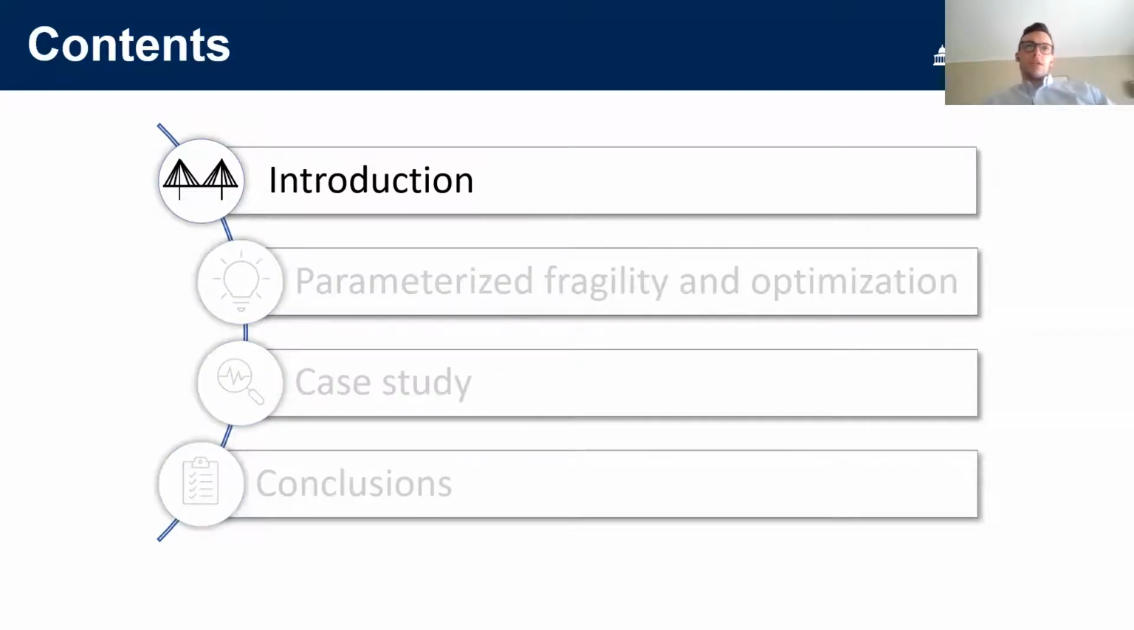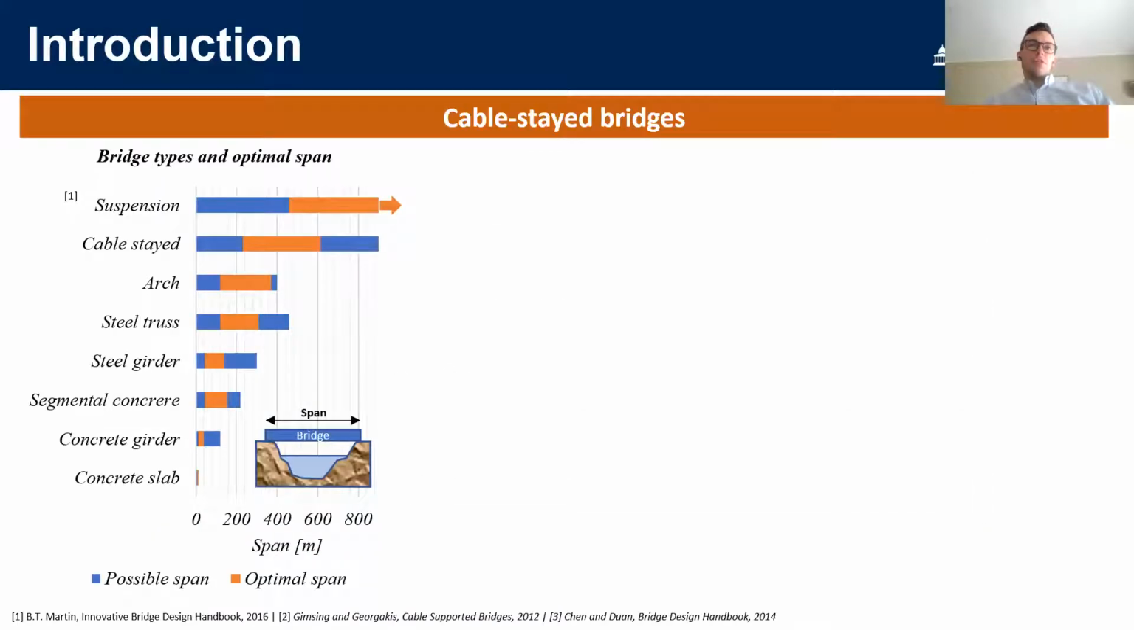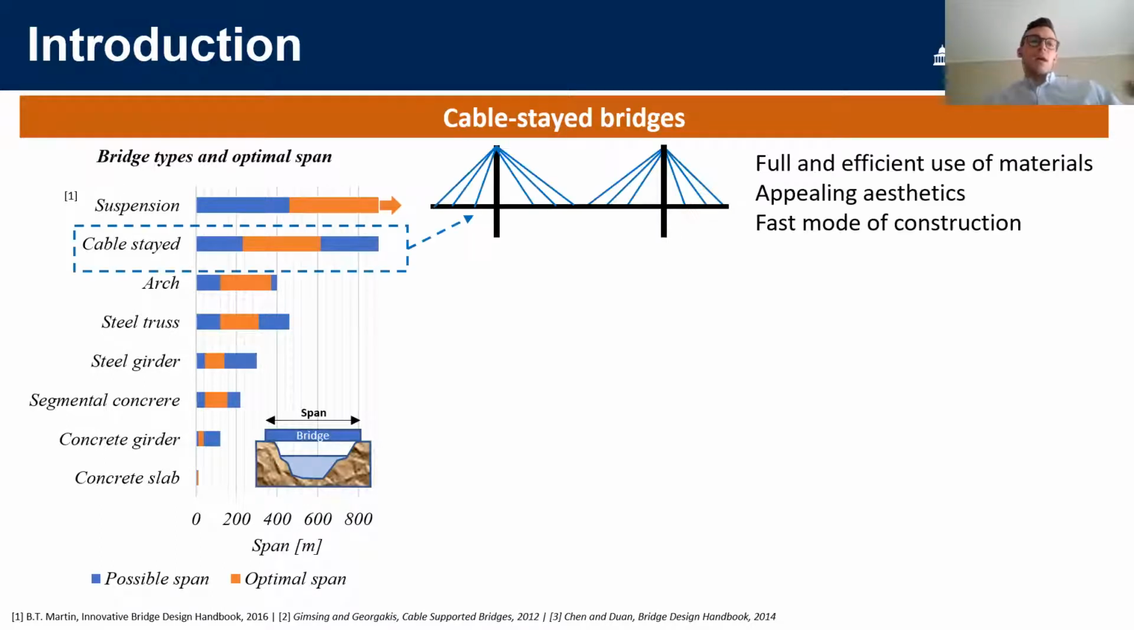So let's start with an introduction on cable-stay bridges and on their seismic behavior. In the field of bridge engineering, the span is a key parameter in the choice of the bridge type. And here you can see a comparison between the possible spans for different bridge typologies and the optimal spans. We can also see that cable-supported bridges, which are suspension bridges, and cable-stay bridges, are usually implemented to overcome large spans.